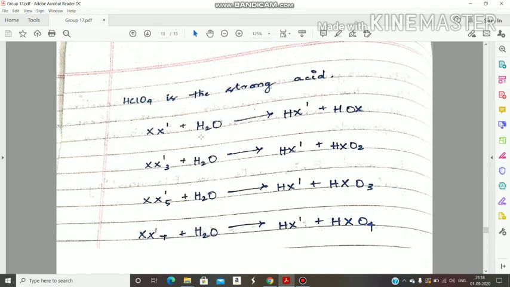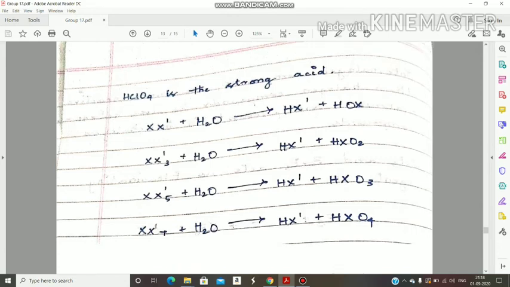So here no reaction is balanced. You need not learn the balancing of the reactions. What we have to learn is, when this type of interhalogen reacts with water, which type of acid will be formed. You have to remember that point only. No need to remember balancing equations.